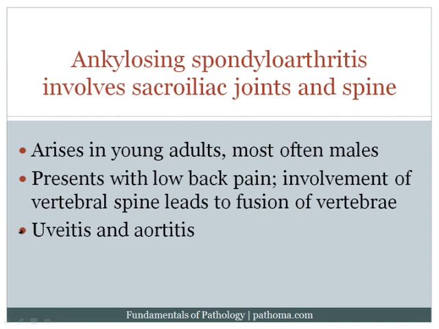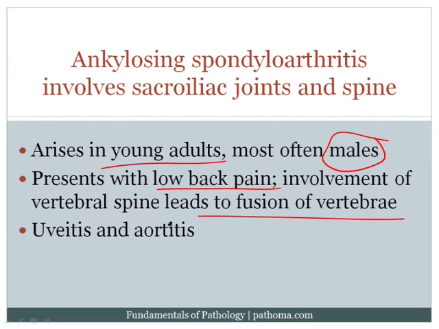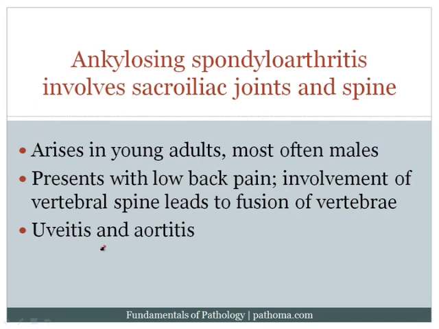The first of these disorders is called ankylosing spondyloarthritis, and it involves the sacroiliac joints and the spine. This classically arises in young adults, usually males, and it presents with low back pain. Now, involvement of the vertebral spine over time can lead to fusion of the vertebra, and that's also known as bamboo spine. And the patients can also have uveitis, which would result in redness of the eye and then visual abnormalities, such as blurry vision, which could eventually progress to blindness. And then aortitis, which is inflammation of the aorta.